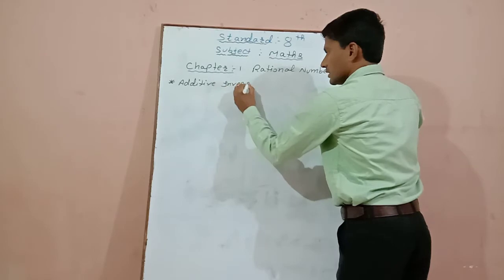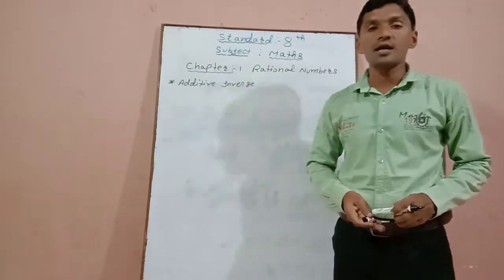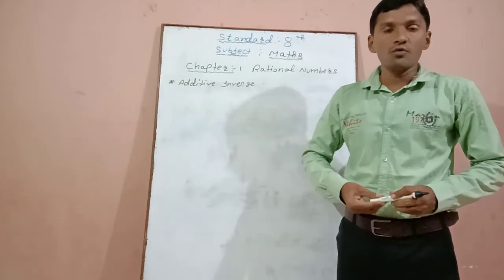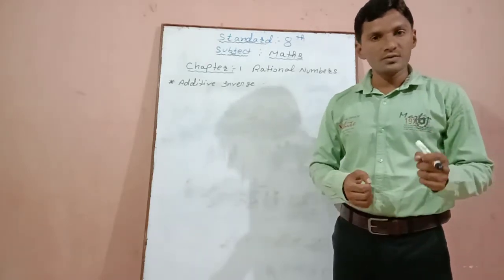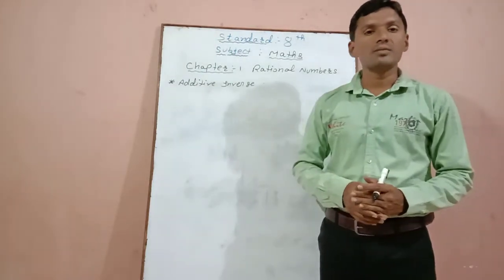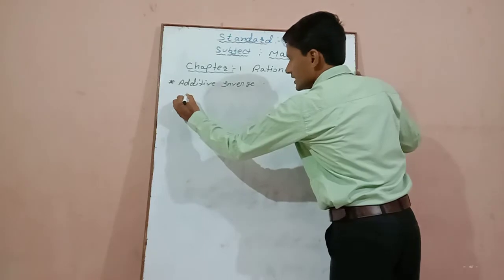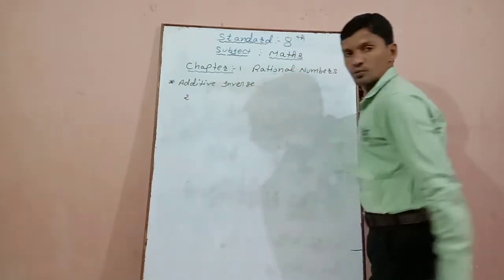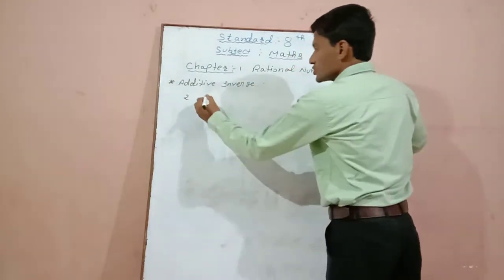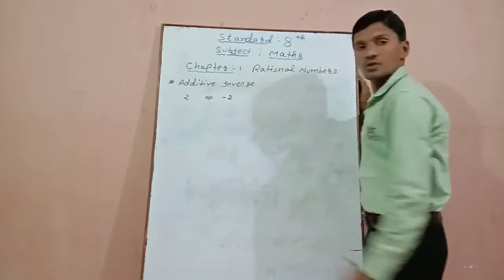Additive inverse means we have to change the sign of a number. Sign of a number means a plus digit will be converted into a minus digit and a minus digit will be converted into a plus digit. Let us start with the first one. We will take one example, 2. This is plus 2. So the additive inverse of this number will be minus 2.